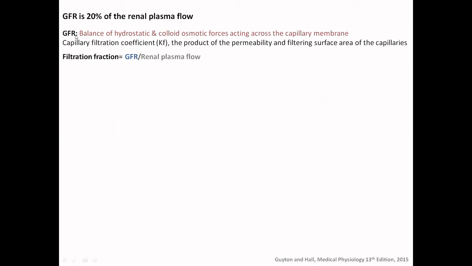So the glomerular filtration rate is equal to the balance of the hydrostatic and the colloid osmotic forces acting across the capillary membrane. We have already discussed this, and it depends on the capillary filtration coefficient, which is the Kf, the product of the permeability and the filtering surface area of the capillaries. Okay, the filtration fraction is equal to glomerular filtration rate divided by renal plasma flow.